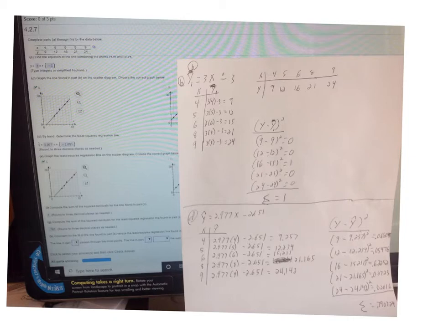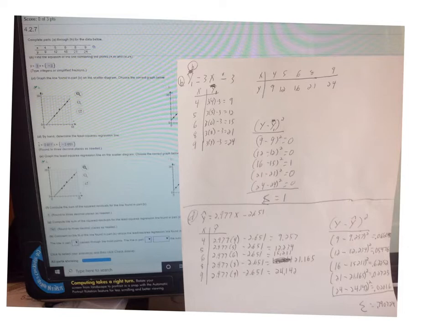From part B, you get this equation, y equals 3x minus 3. And then y, I called it y sub 1. Then part D, you get y hat equal 2.977x minus 2.651. So you need both of those parts to do what's down here.